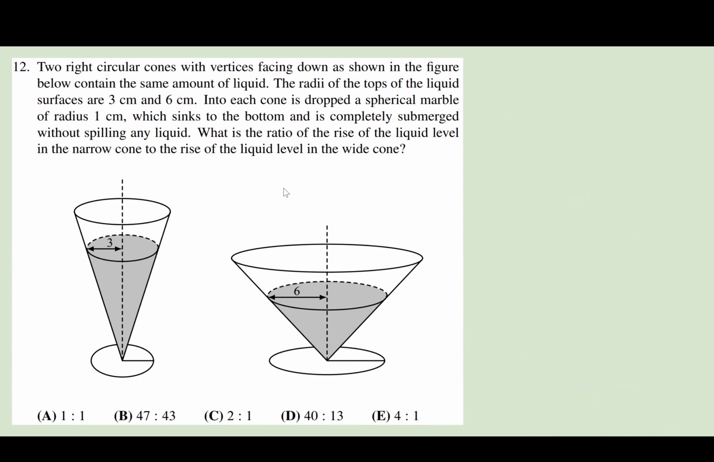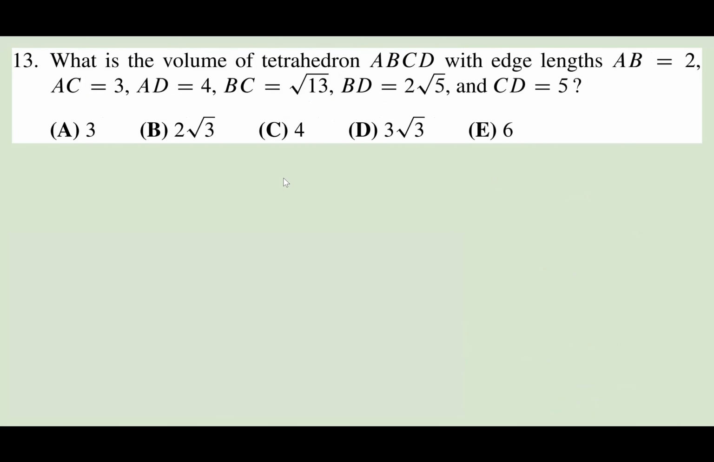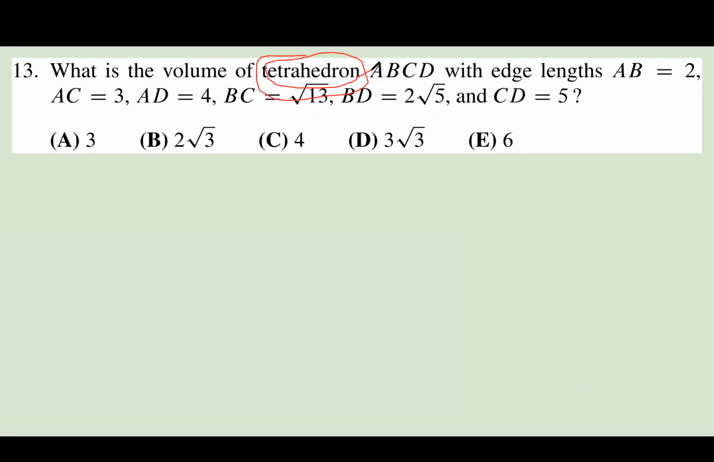All right. Whoops. 13. What is the volume? Oh, yeah, I had trouble drawing this one. I remember I had a lot of trouble just figuring out what this thing looks like. Okay, so we have what's called a tetrahedron, right? A tetrahedron is a pyramid with a triangular base.